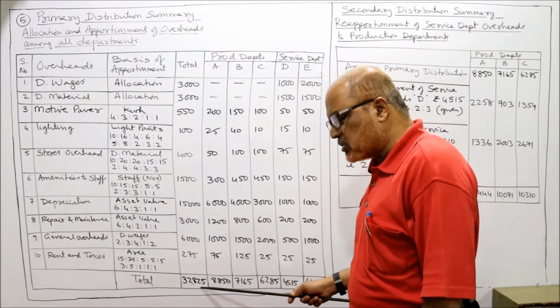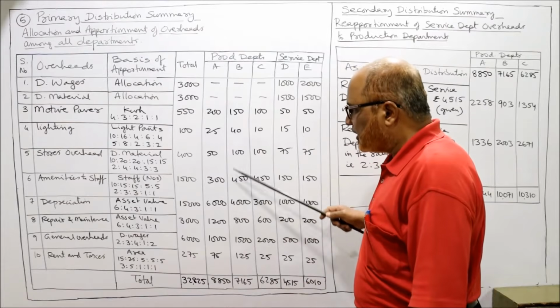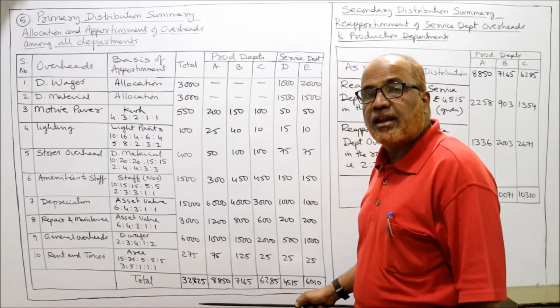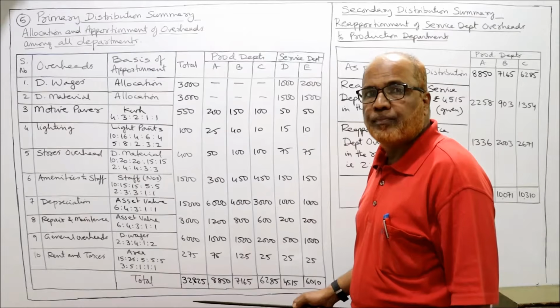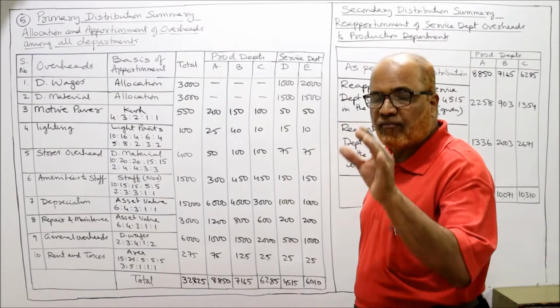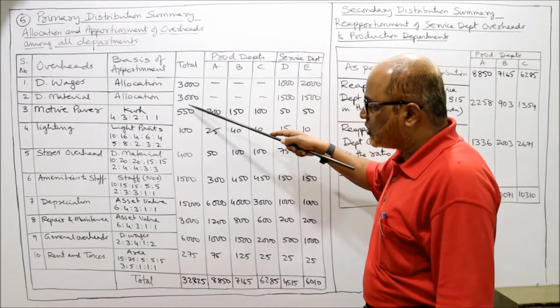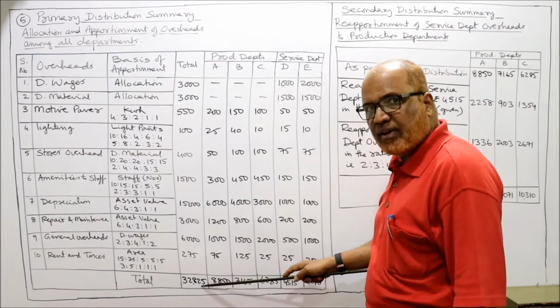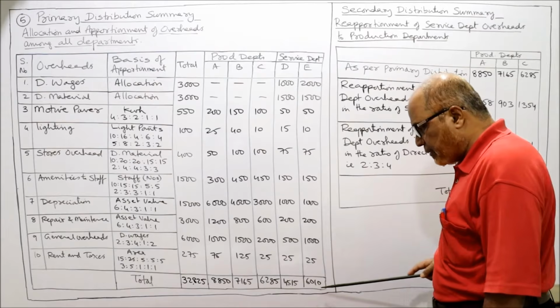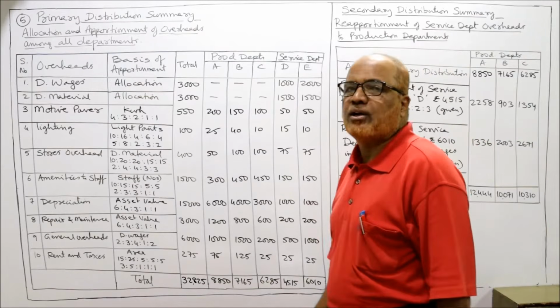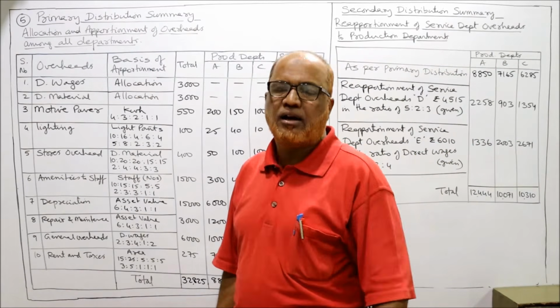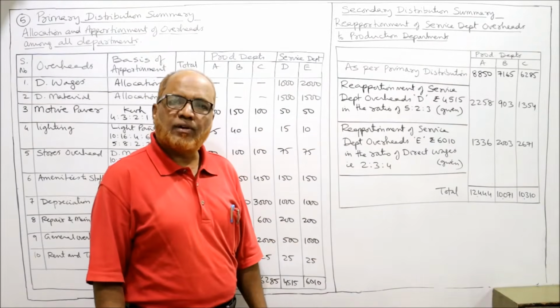You should get 32,825. Suppose if you have committed any mistake here, that will be rectified. That will be located here. Both ways, vertically as well as horizontally, the total should be the same. Vertically, if you take the total of this, you should get 32,825. And horizontally, if you add up these 5, you should get 32,825. Then only your calculations are correct. We have completed the primary distribution.